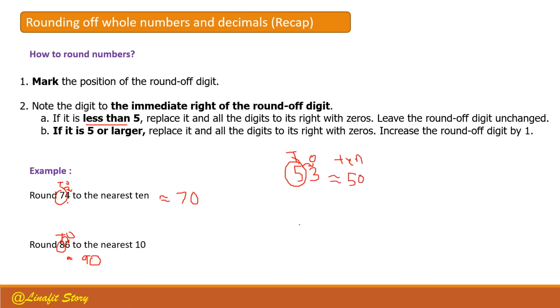But if the question is 57, round off 57 to the nearest 10. 5 is in the tens place. The next digit after 5 is 7. 7 is more than 5, so round up. So we must increase 5 by 1 to get 6. So the answer is 60.